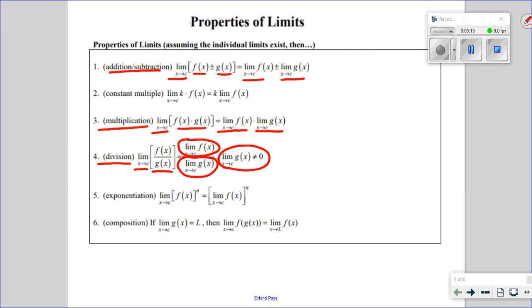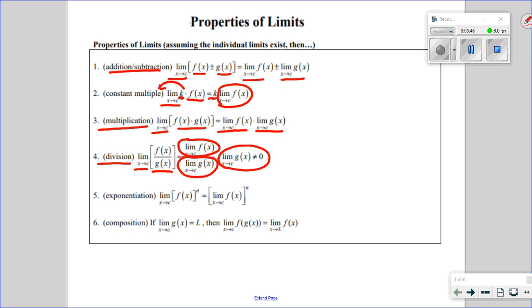But this one says, if you are evaluating the limit as x approaches c, and you have some constant, which we're just calling k, times a function, which we're calling f of x, then what you can do is move that constant in front of the limit. So it would equal k times the limit as x approaches c of f of x. Okay?